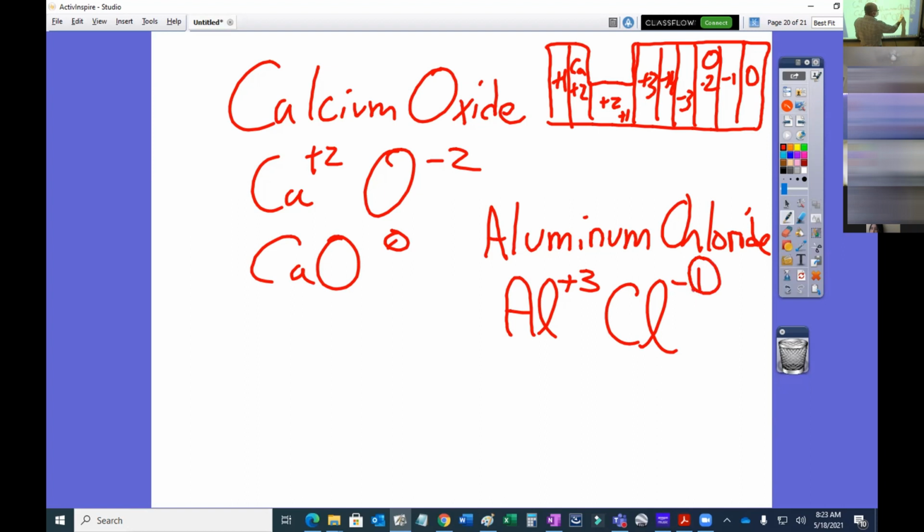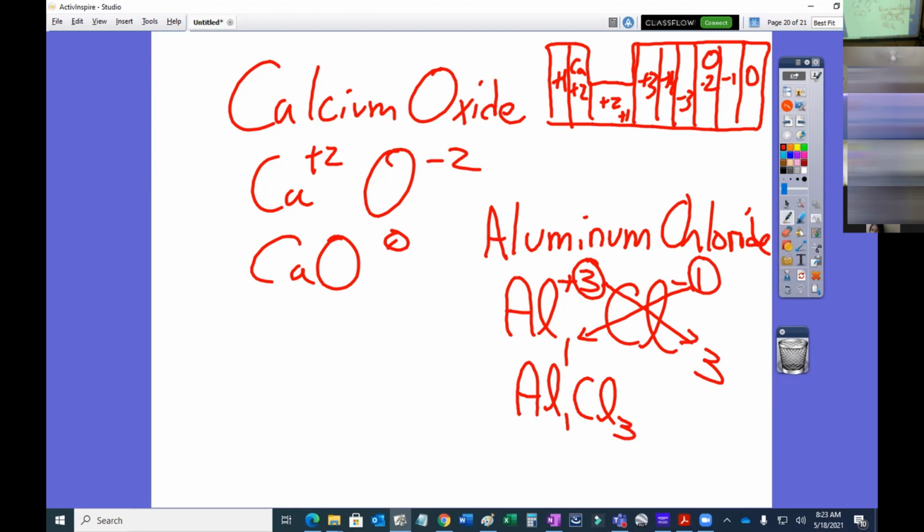That one comes down here. This one comes down here. We get Al1, Cl3. Now, just like in algebra, we don't need to show coefficients and subscripts that are 1. So it's just Al, Cl3, aluminum chloride. Okay.